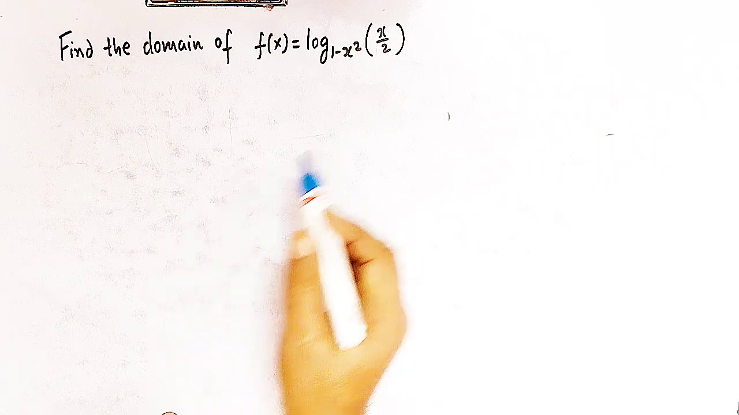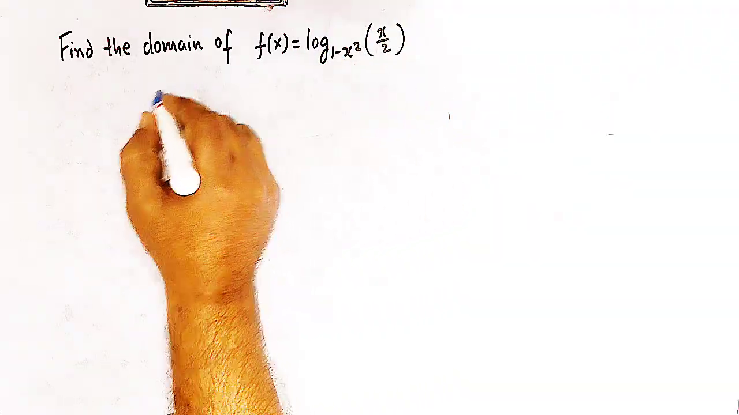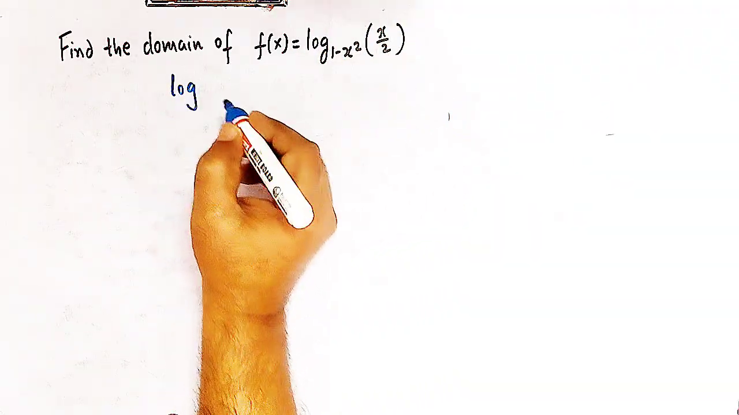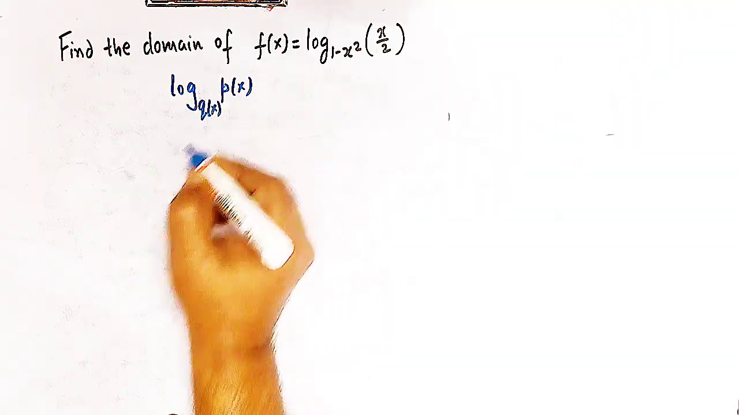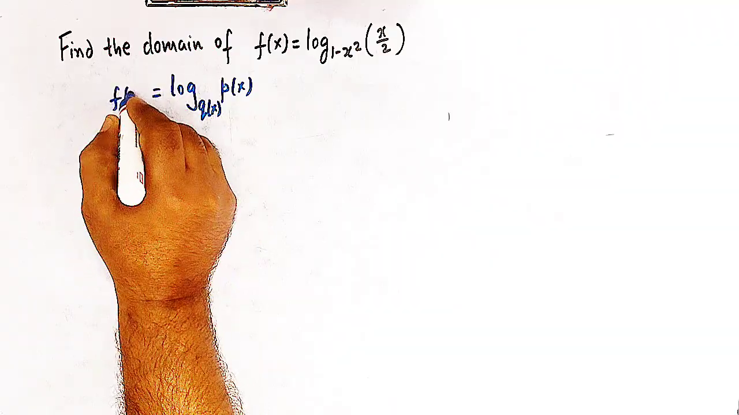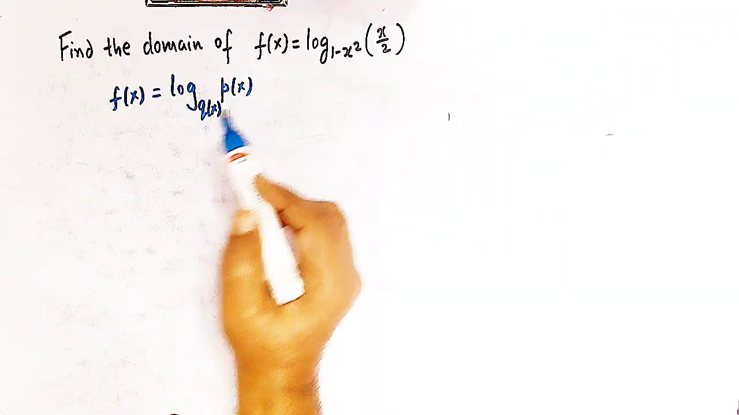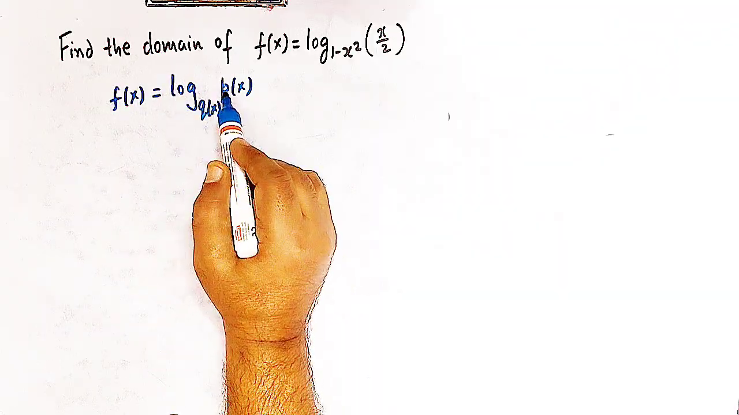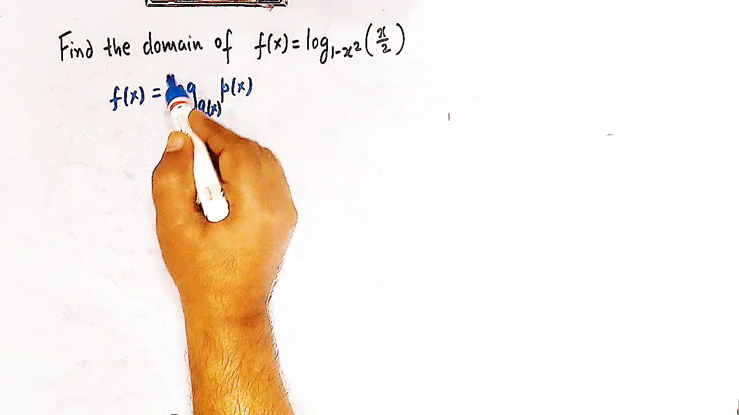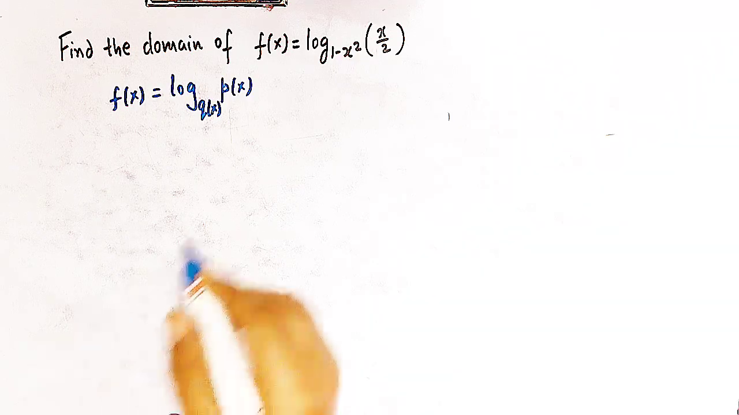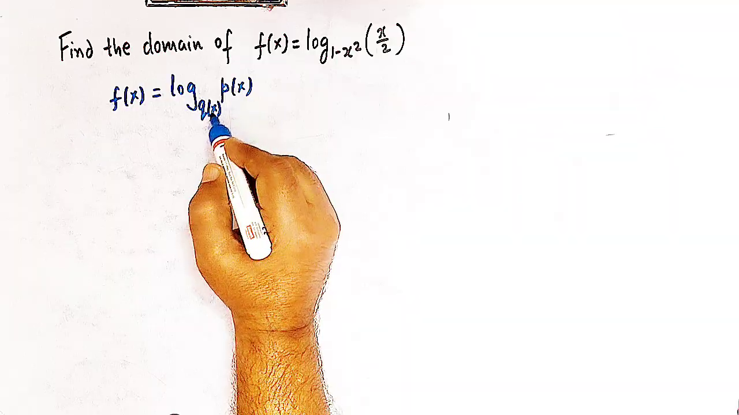So here, we have this function in the form of log of p of x to the base q of x, and suppose here we have the function f of x. Whenever we have a function like this, logarithm of p of x to the base q of x, in order to get the domain of this function, we have to write some conditions related to p of x and q of x.